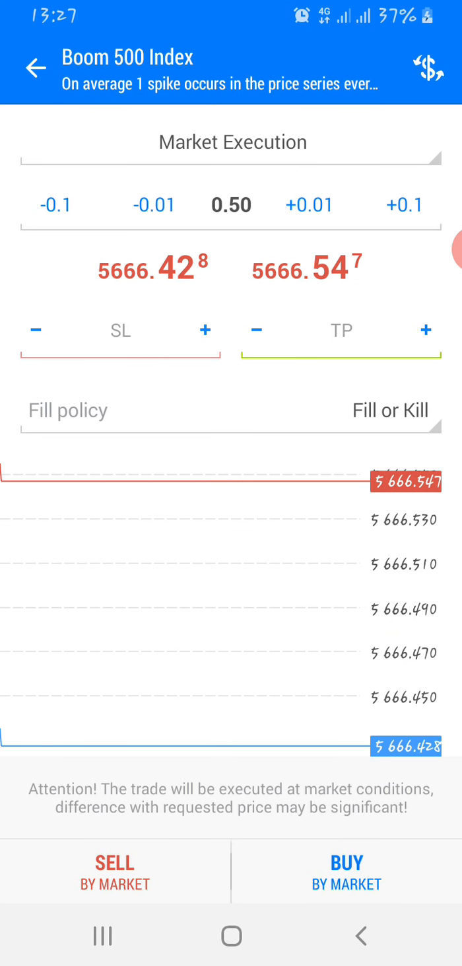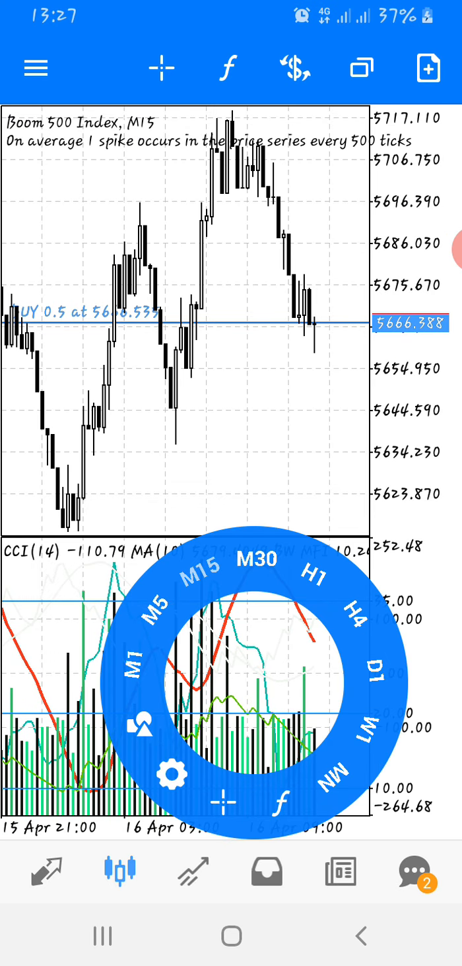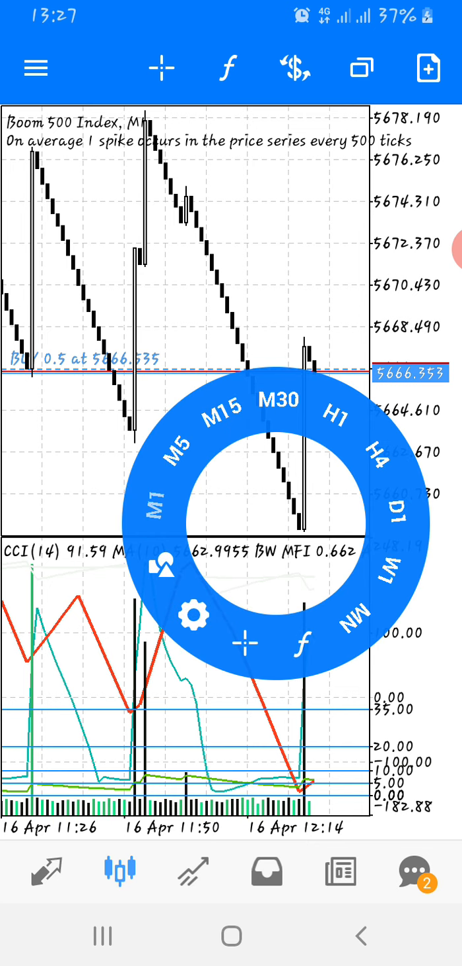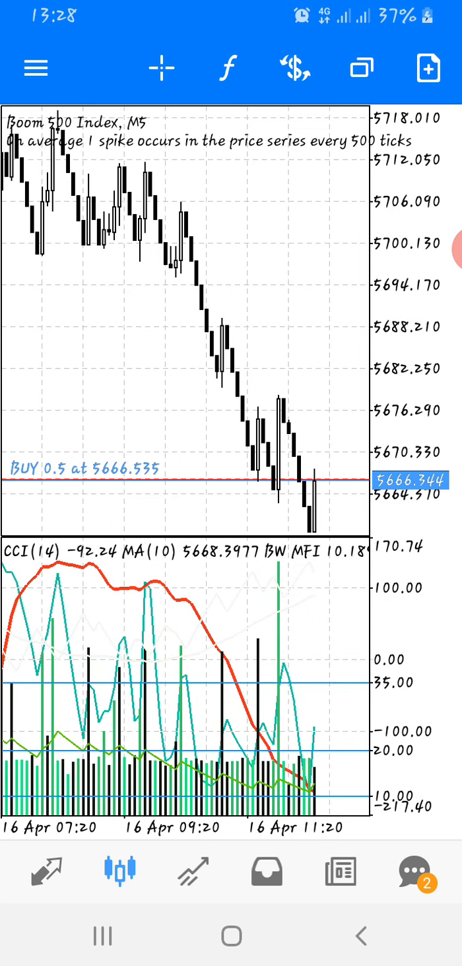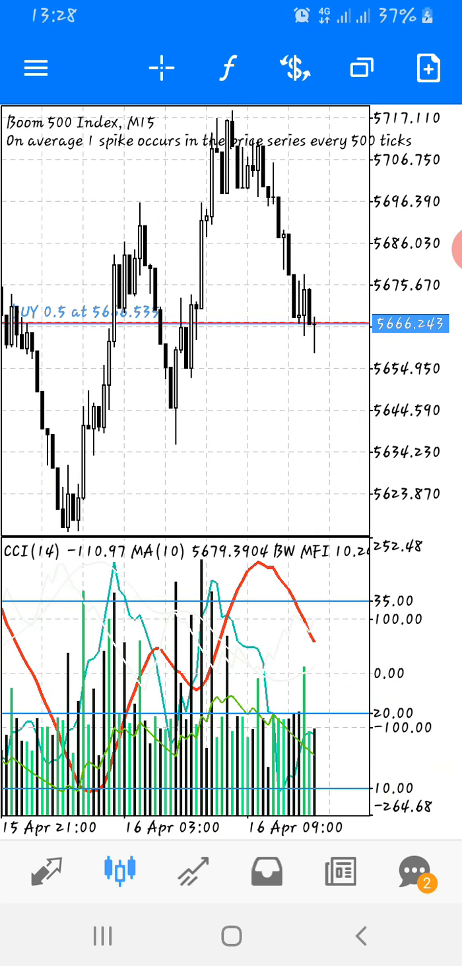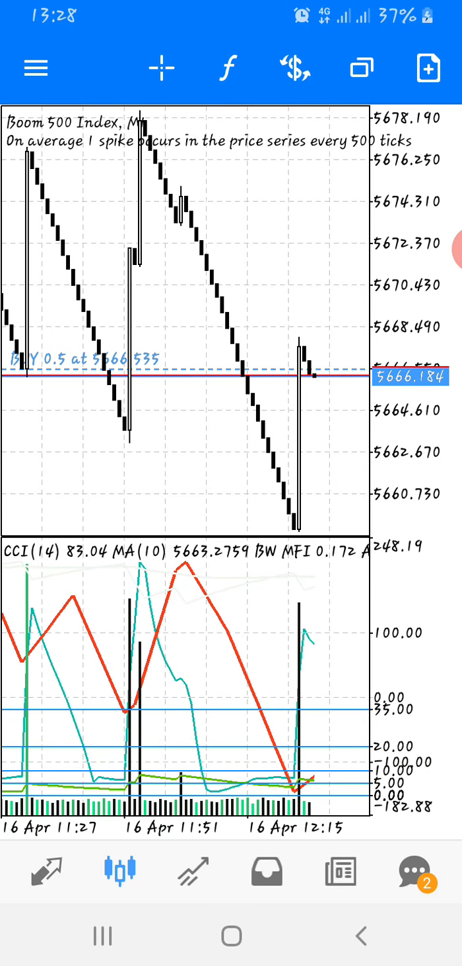Yeah. Let me place a buy. I want to catch a spike. Let me catch a spike for Boom 500. I'm going to catch a spike right now for Boom 500 because this is a black candle and I'm expecting a spike for Boom 500.